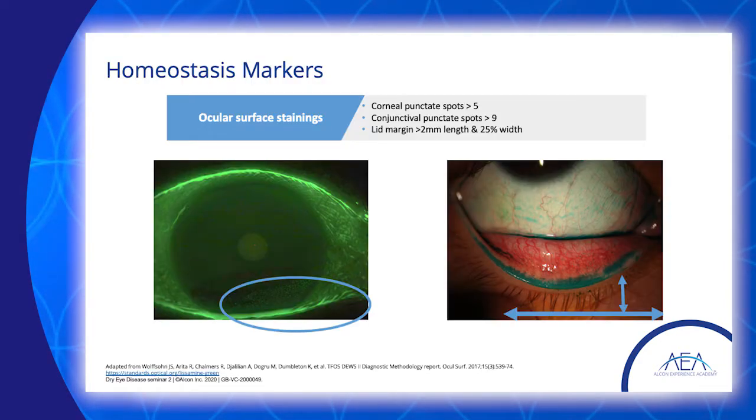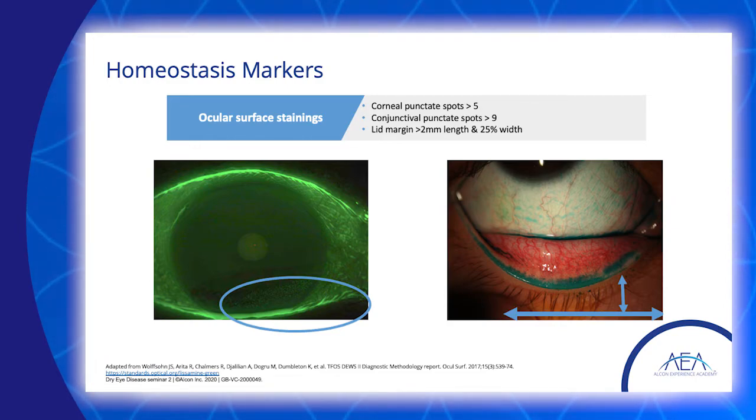Ocular surface staining. We will be using lissamine green or fluorescein, and this needs to be done after measuring non-invasive tear breakup time. We're looking at corneal punctate spots, seen with fluorescein, blue light and yellow barrier filter. If there are more than 5 spots, this indicates dry eye. Lissamine green, seen with white and red light, and the conjunctival spots counting more than 9, and at the same time checking the lid margin at Marx's line if the staining is 2 mm in length or 25% in width. Again, this is an indication for dry eye.